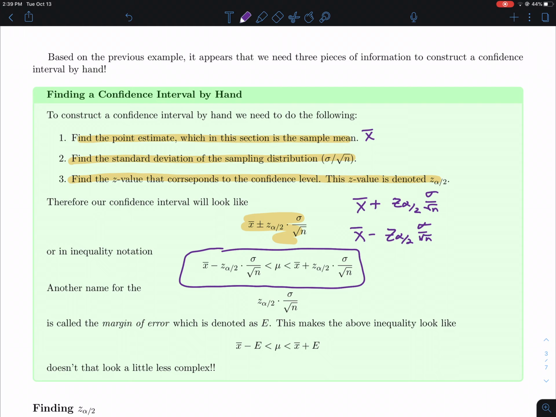And just to make it look a little bit cleaner, this z alpha over 2 times the standard deviation over square root of n is actually what's called the margin of error of the problem. So it's that little bit of plus or minus that we're allowed to have. That gives us a little bit of wiggle room to make sure that our population mean actually falls in our interval. A lot of times you'll see it denoted just as plain old E, and then your interval looks like this, which is a much cleaner looking thing than all this z alpha, sigma, square root of n stuff. But it all means the same thing.